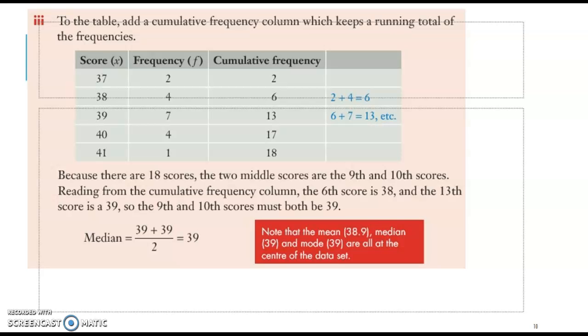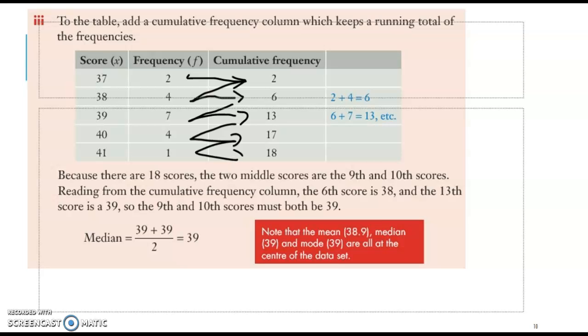Now the easiest way to do that is to add a new column called the cumulative frequency column. What this column does is it adds up the frequency column. So our first number in the frequency column is a 2. We transfer that into the cumulative frequency column. Then we add the next number in, a 4, and that gives us a total of 6. Adding in the 7 gives us a 13, and so on.